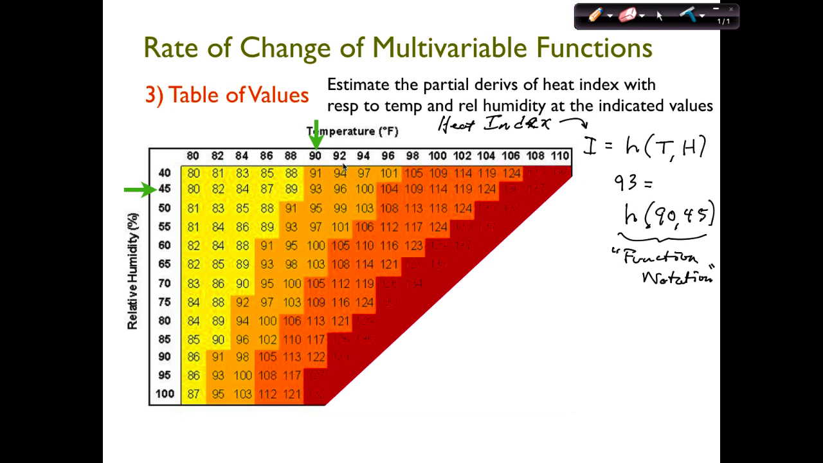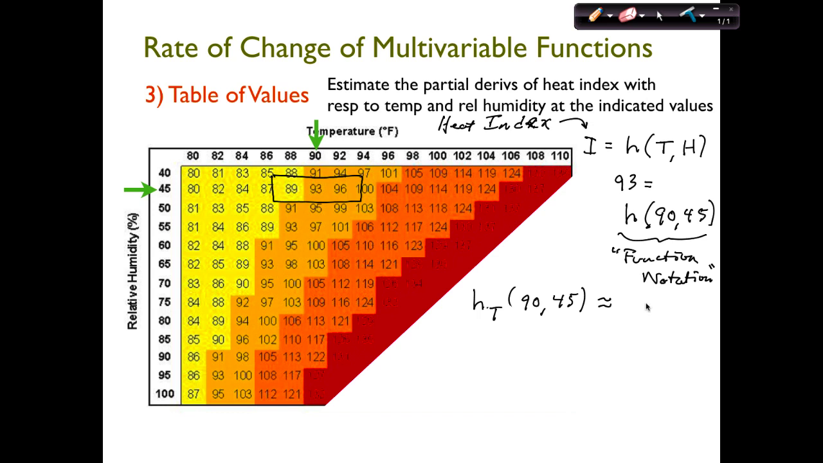Okay, so now at the same time, we want to estimate h of 90 comma 45. Using the values in the table, can we get an estimate for the rate of change of heat index with respect to, actually, I shouldn't write x, with respect to capital T? So I want the rate of change of heat index with respect to temperature. So what does that mean for humidity? We're going to hold it constant. So we're going to be looking right along here, holding humidity constant.